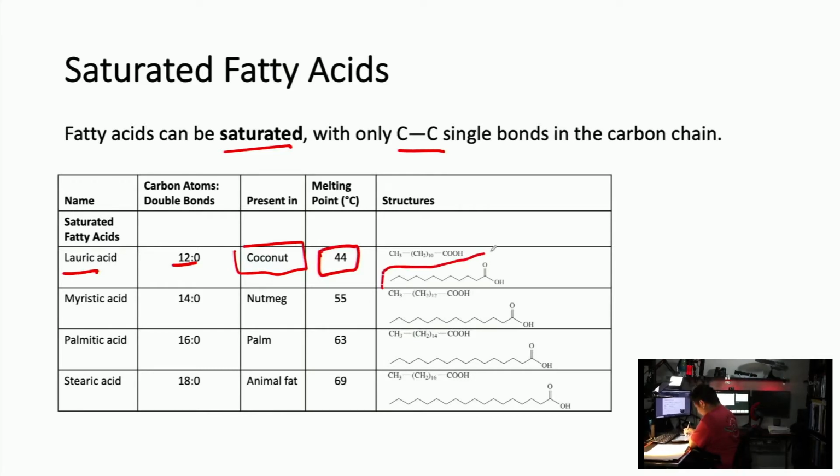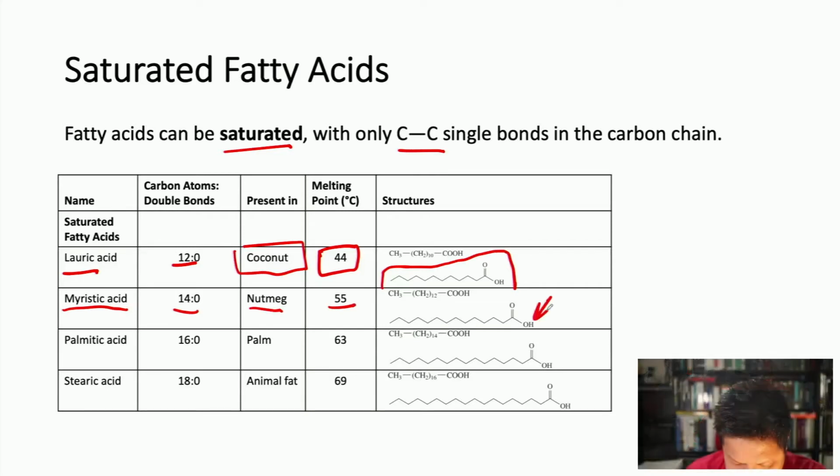And that's its structure right there, right? 12 carbons long and completely saturated. That means there's a hydrogen present at every single bond that's not bonded to a carbon, right? That's fully saturated. Another one, myristic acid, 14 carbons. That's present in nutmeg, has a melting point of 55, and there's its structure right here. Again, line angle structure. Very, very common is palmitic acid. But palmitic acid is actually made by your body, 16 carbons long.